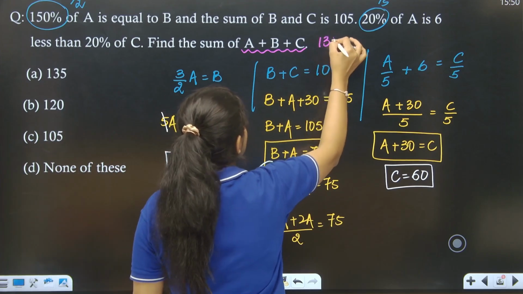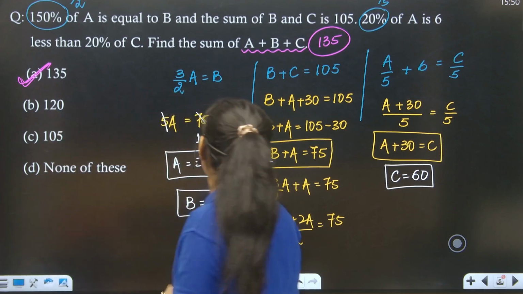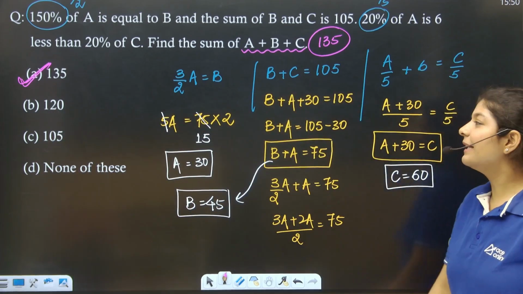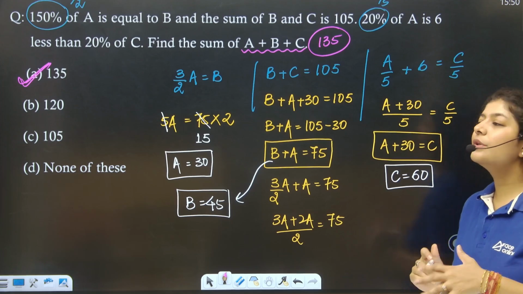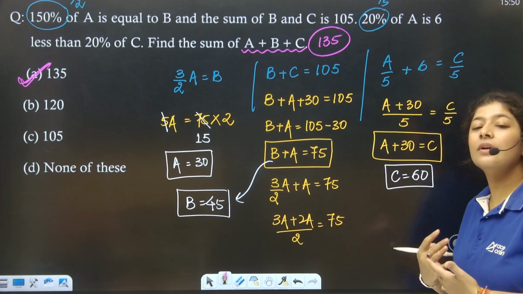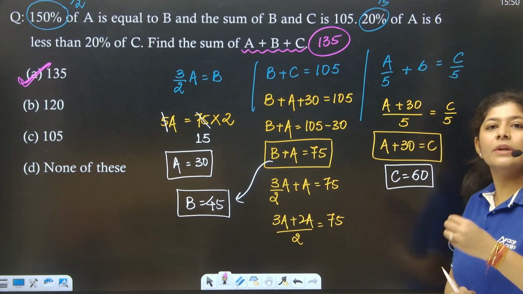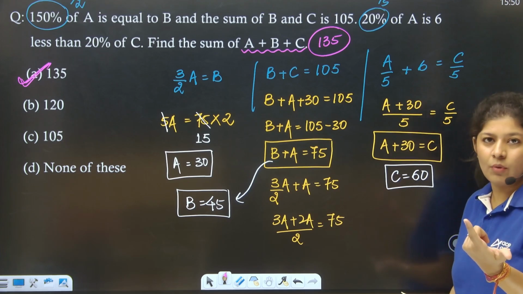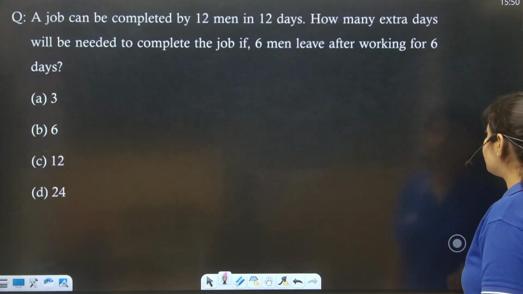Are we having this as our option? Yes, that means your option number A is the correct one. So whenever you have these kinds of questions, all you need to do is simply try to convert all the variables into a single one. Or you can also do one thing: you can take one variable as a constant and then solve it, right? Let's move further.